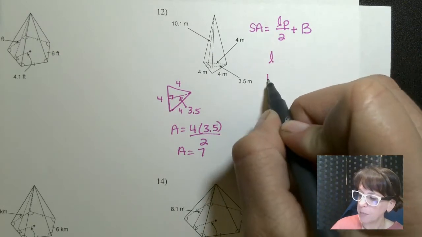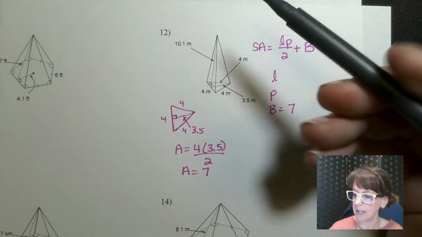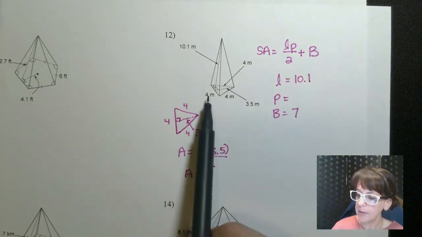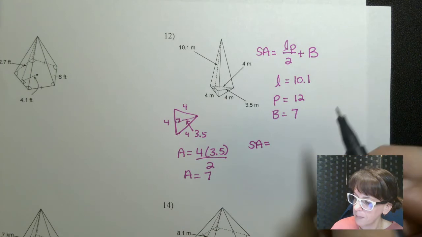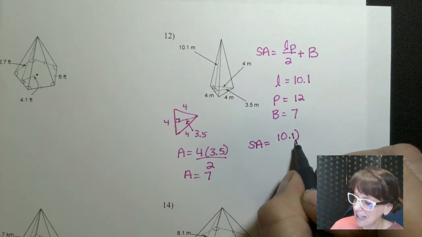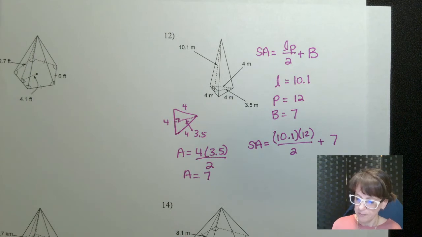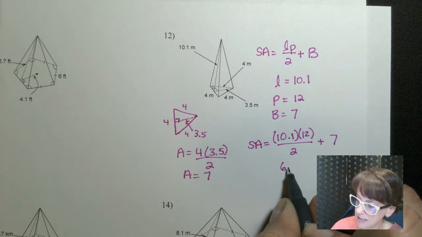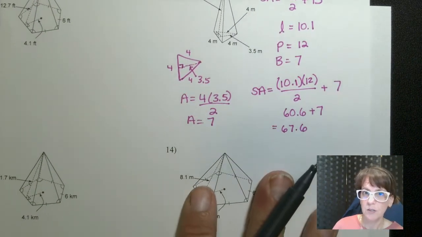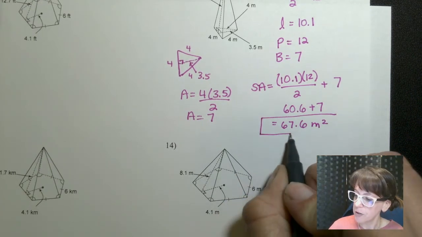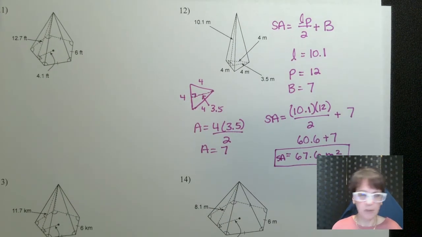All right, so we need slant height, we need perimeter, and we need the area of the base. So we know that's 7. At this point, we know our slant height is 10.1 because that's along this slanty bit here. And the perimeter of our base is 4, 4, and 4. So we add that up, we get 12. So our surface area is going to be 10.1 times the perimeter of 12 divided by 2 plus 7. So take 10.1, multiply that by 12 and divide by 2, I get 60.6 plus 7 gives me 67.6, and we're looking at meters. So we would have meters squared. So our surface area is 67.6 meters squared.